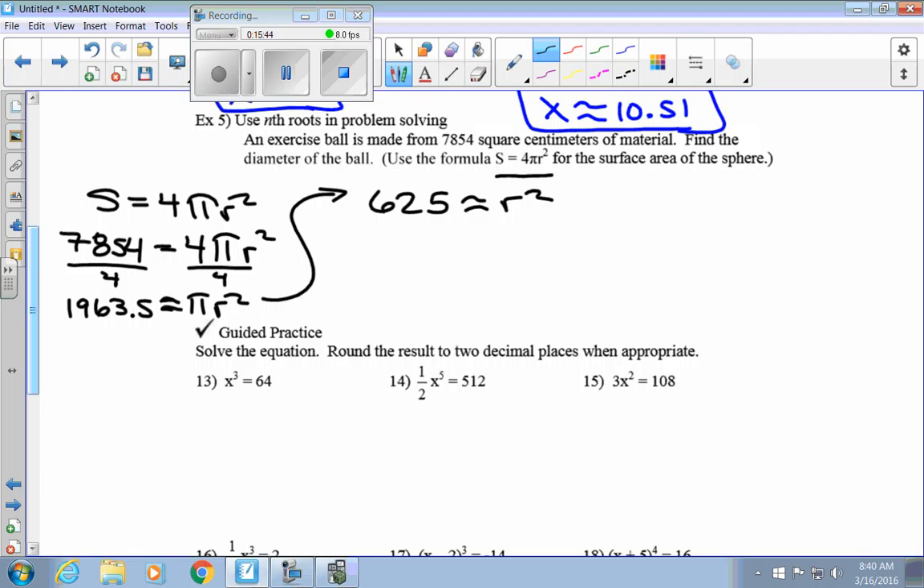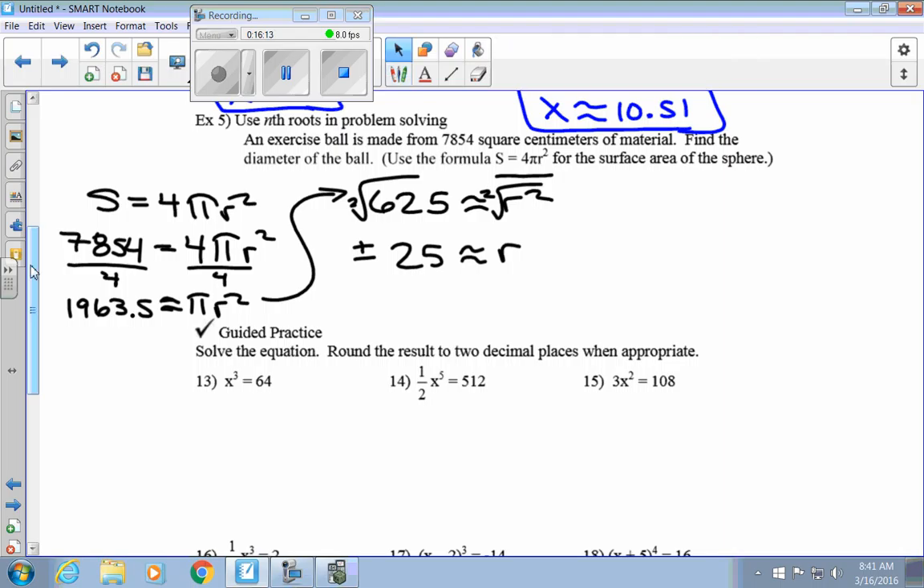And so now you take the square root of both sides. Now this is an even index, so we have to have a plus or minus here. So r is going to be approximately plus or minus 25. Now, in a real life situation, the negative one doesn't make any sense. Our radius cannot be negative 25 centimeters.